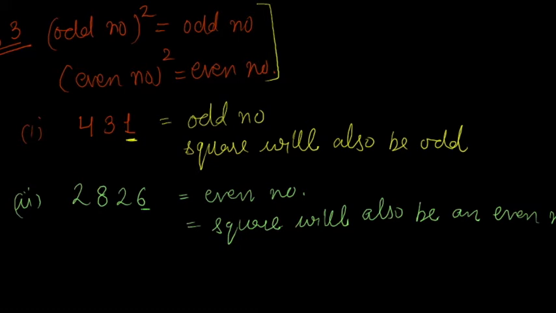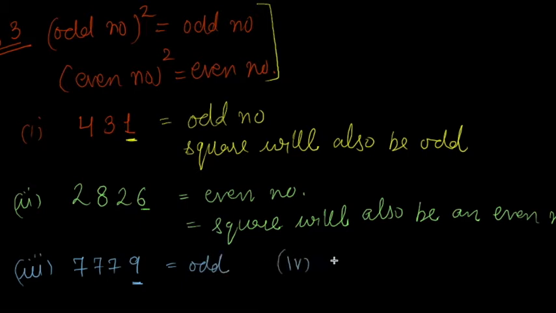If the given number is an odd number, its square will also be an odd number. Third part, right? The unit place digit here is 9, which is an odd number. So the square of this number will be odd.